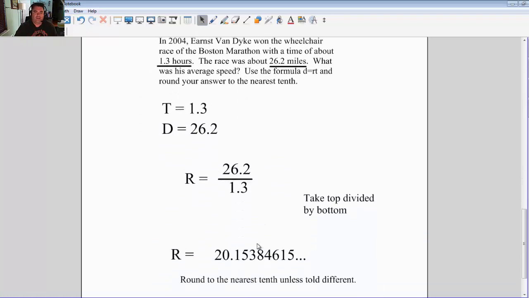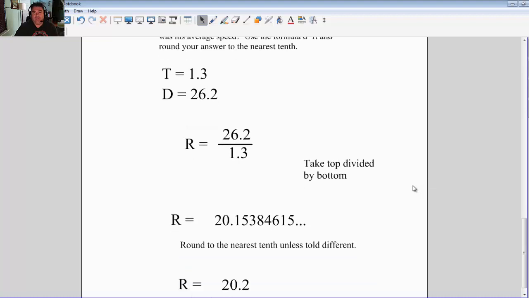Go ahead and work that out, and you get about 20.1538, blah, blah, blah, which means, in a wheelchair no less, he was going approximately 20 miles per hour, which is faster than a lot of people run for a long distance, and especially for an hour.